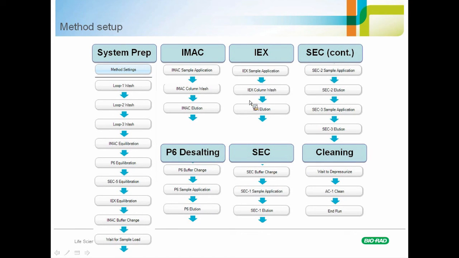We have other features within there as well. You're doing this lots and lots. How good's my column running? There's the column performance test within the software, where after 2, 3, 4 runs, you can run this routinely just to confirm the column's still binding well, it's still performing as well as it should. And these are easy things that are pre-programmed in the software that you just drop into a method.